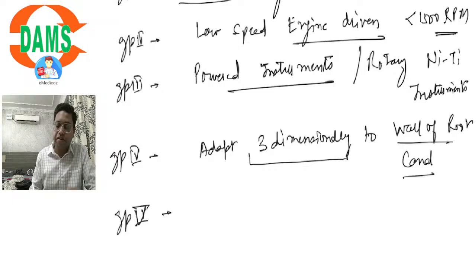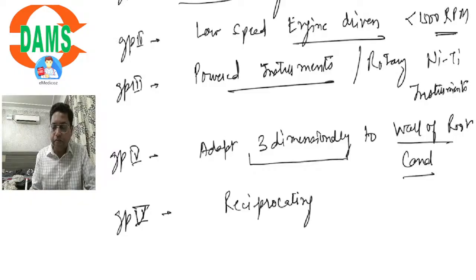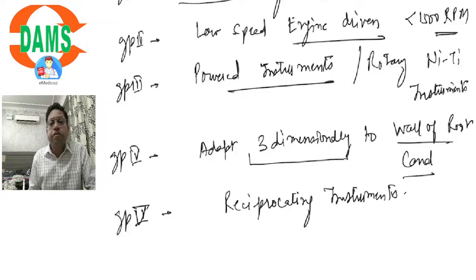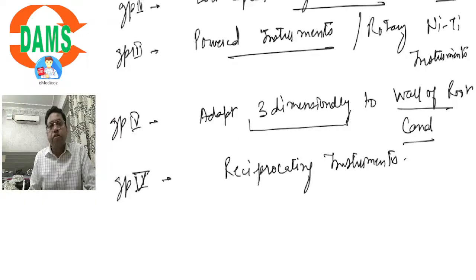The group 5 instruments are the reciprocating instruments. They are instruments that neither rotate nor move up and down, but they are reciprocating instruments. That means they have a to-and-fro, clockwise, counterclockwise motion inside the root canal. They are the group 5 instruments.